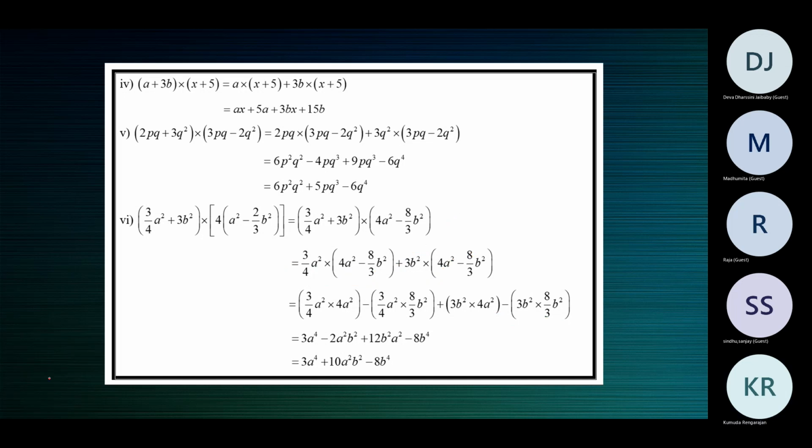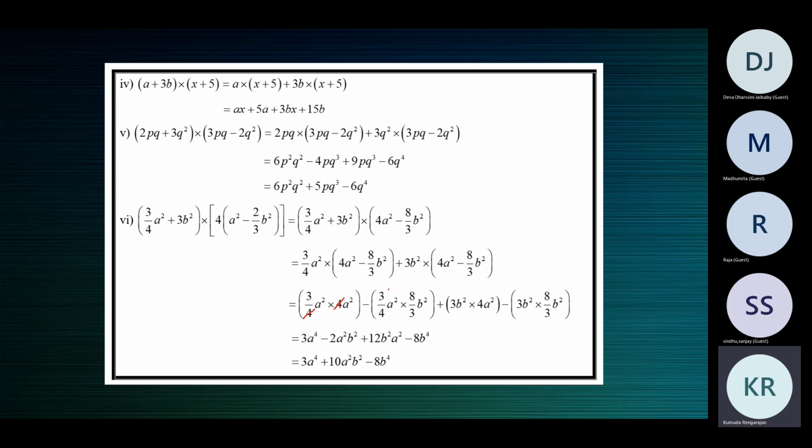After that, 4 and 4 will get cancelled. So we have 3a square into a square, which is a to the power 4, because when you multiply, you're adding the powers. So a, 2 plus 2, 4. So the first bracket will give you 3a to the power 4.